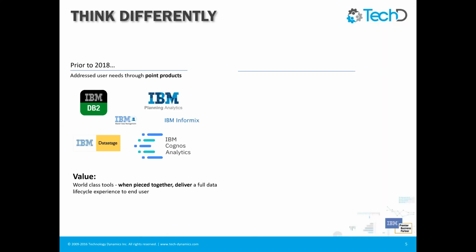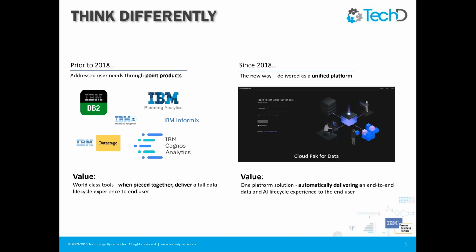Okay, so just kind of an overview of Cloud Pak for Data. Think differently is kind of how we describe it. So pre-2018, pre-Cloud Pak for Data, everybody would buy a product depending on what they needed. If you needed a DB2, you'd buy and install DB2. If you wanted DataStage, you'd buy DataStage. Cognos, you'd install it as a separate product, Planning Analytics, and so forth and so on.